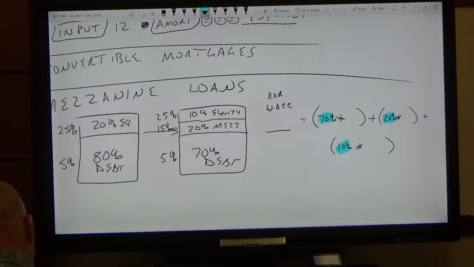Now, our cost of debt, we're saying is 5%. Okay. Our cost of mezz is 15%. And our required return on equity is 25%. Okay? So all we're going to do now, just like we had done earlier, is basically do the math on all three of these, add them together, and that gives us our overall weighted average cost of capital. Okay, so let's start with that.